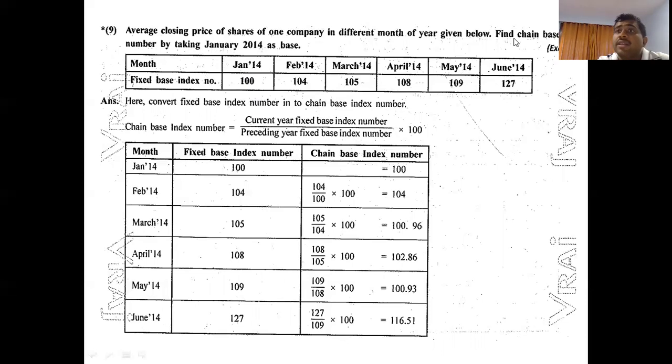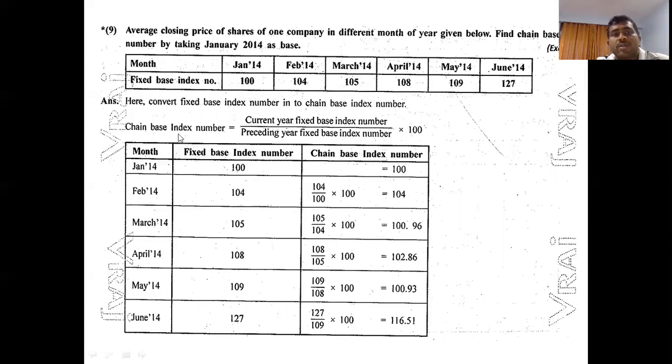So no issue. Now what is the formula for chain based index number? Value of variable in current year upon value of variable in preceding year into 100. This is a conversion method, but in the conversion method also I have said the same formula. Only instead of value of variable, what we have to write? Fixed base index number of current year upon fixed base index number of preceding year into 100, because the information is of fixed base index number.